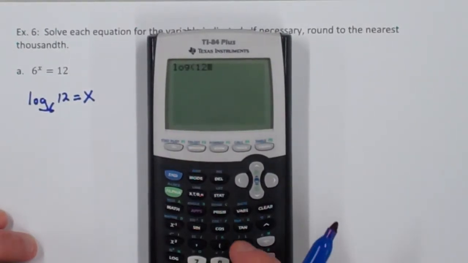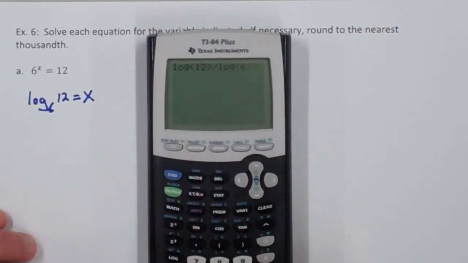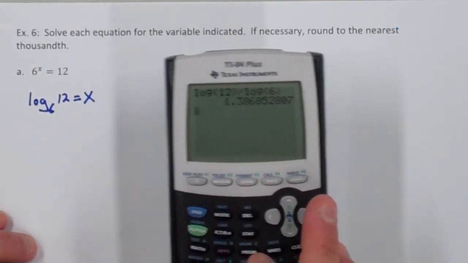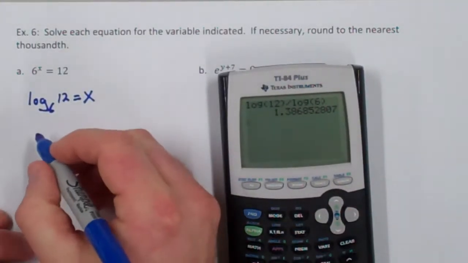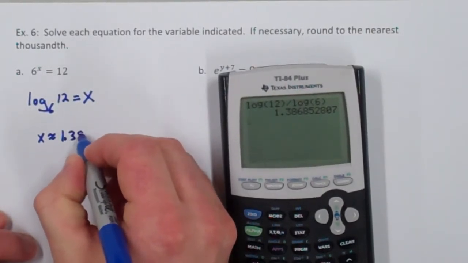So this will be log 12, close a parenthesis, and we'll divide that by log 6. If we hit enter, we get 1.386, and then an 8 following the 6, so we'll round that 6 up to a 7. So x will be approximately 1.387.